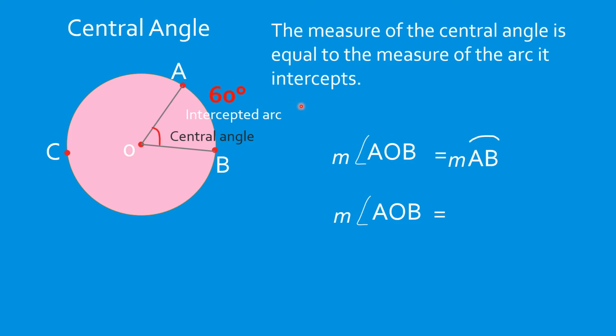Now, the measure of the central angle is equal to the measure of the arc it intercepts. So whatever the measure of the arc, that will be the measure of the angle. Given the measure of the arc, we can find the measure of the angle, or given the measure of the angle, we can find the measure of the arc because they are equal. Angle AOB is therefore equal to the measure of arc AB. Let's say arc AB is equal to 60 degrees. Therefore, angle AOB is also equal to 60 degrees.